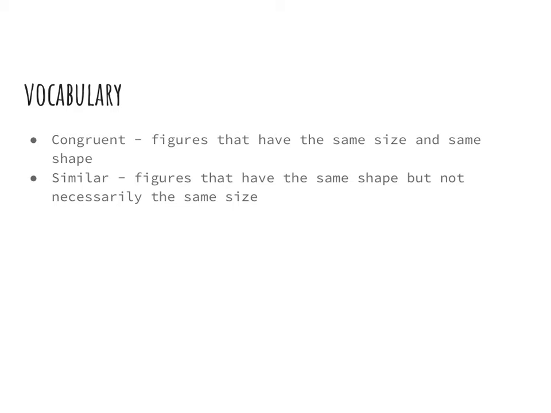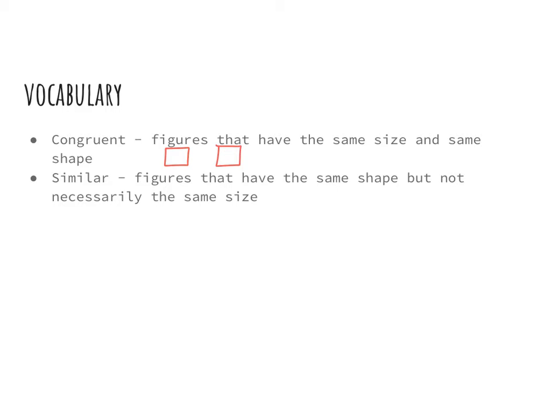The second vocab term is similar, and that's figures that have the same shape but are not necessarily the same size. So there's a slight difference between the two. Congruent figures are not only the same size, but also the same shape. So the sides are all the same, the angles are all the same, everything is the same.